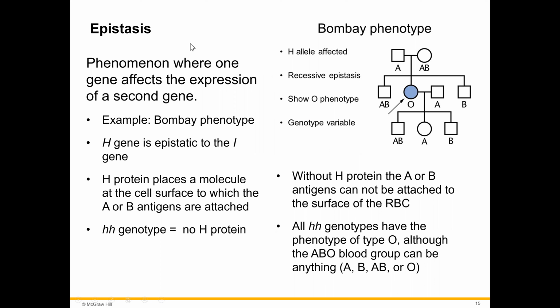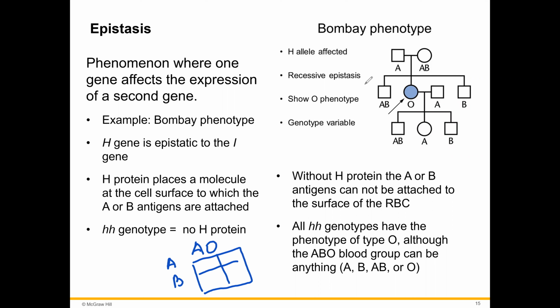Another process that can affect the pattern of inheritance is epistasis. It's a phenomenon when one gene affects the expression of a second gene. An example is the Bombay phenotype. So look here at our blood type, again, as an example. If mother is type A and the father is type AB, now look, even if you say mother is AO, and father is AB, so look at our Punnett square, right?